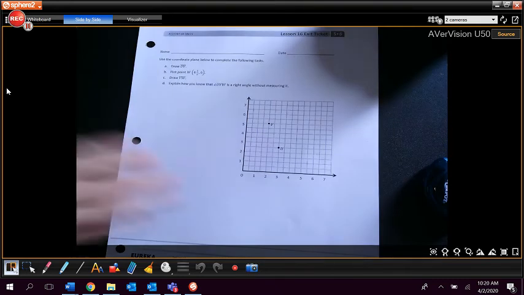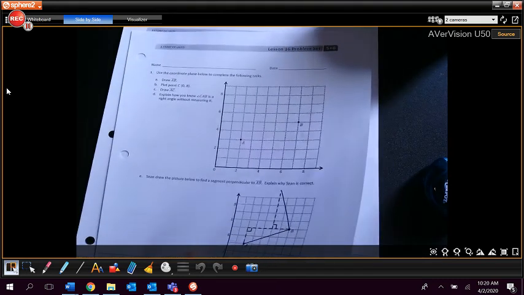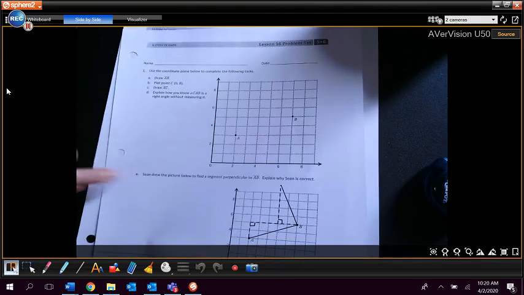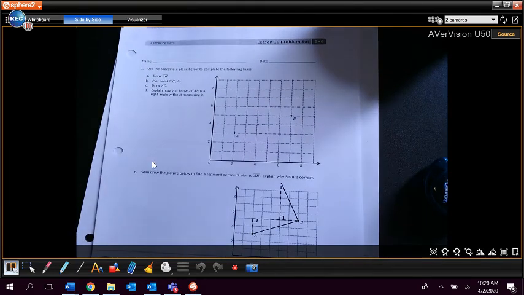And you're going to complete your exit ticket. So for this one, again, you only have 2 problems and your exit ticket. But again, do not work on letter E.